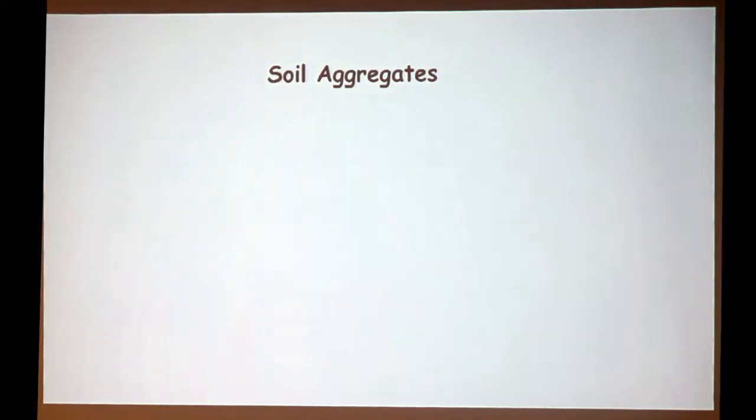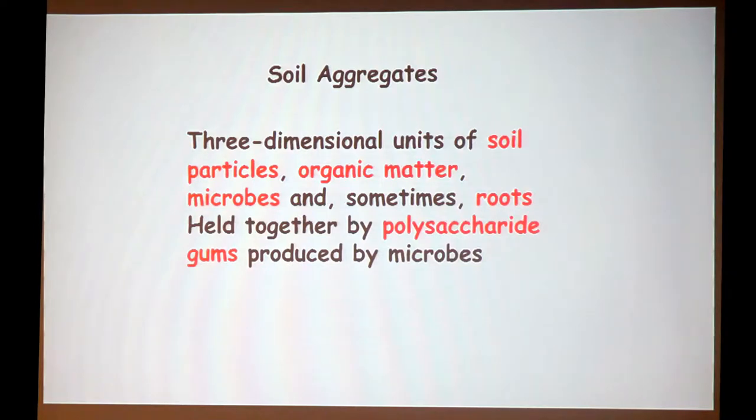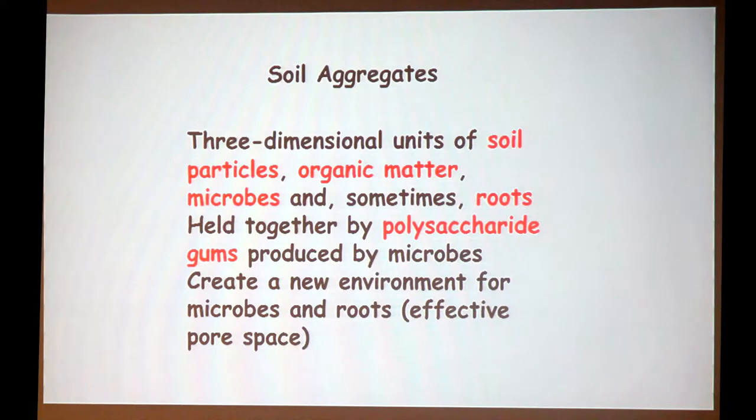Okay, let's look a little bit at soil aggregation and what that contributes to the whole system. Technically, it's defined as a three-dimensional unit of soil particles, organic matter, microbes, and sometimes roots. These are held together by polysaccharides that are produced by microbes that are decomposing the organic matter. They always produce these kind of sticky polysaccharides that glue these individual soil particles together into a three-dimensional structure. And so what happens, it creates a new environment for specifically microbes, because there's an inside and an outside.